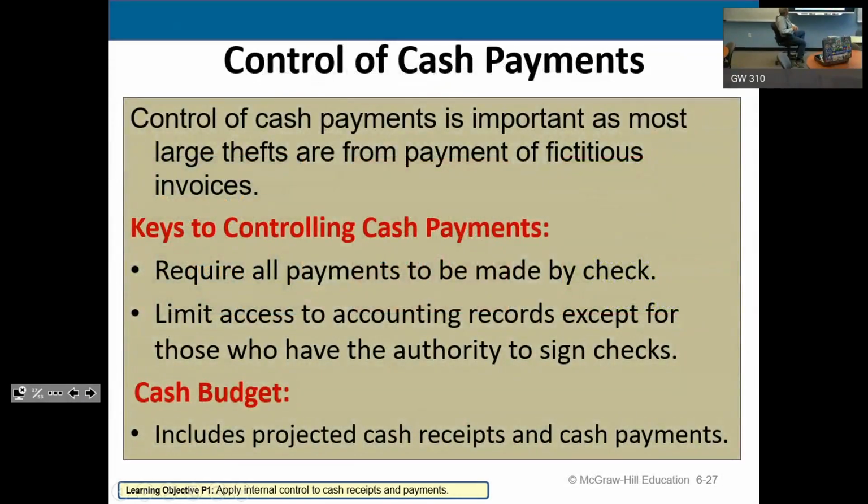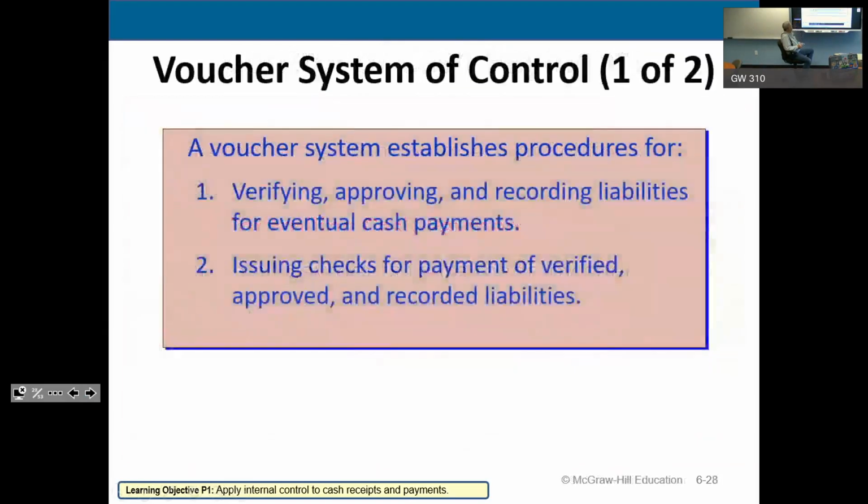Control of cash payments is important, and most large thefts are for payment of fictitious invoices. We made a fake invoice and paid it. Require all payments to be made by check. Limit access to accounting records except for those who have authority to sign checks. And then have a cash budget: cash receipts, cash payments, have a budget. We're going to go over budgets at the end of the course, I hope.